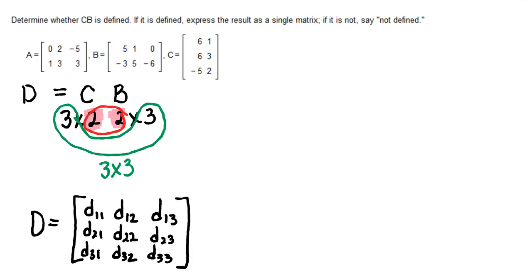So let's start with the calculation of entry D11. So the entry in the first row in the first column. So what we're going to do is we're going to use the row from matrix C and the column from matrix B. So this is entry 1, 1, row 1, column 1. So I'm using row 1 of matrix C and column 1 of matrix B.